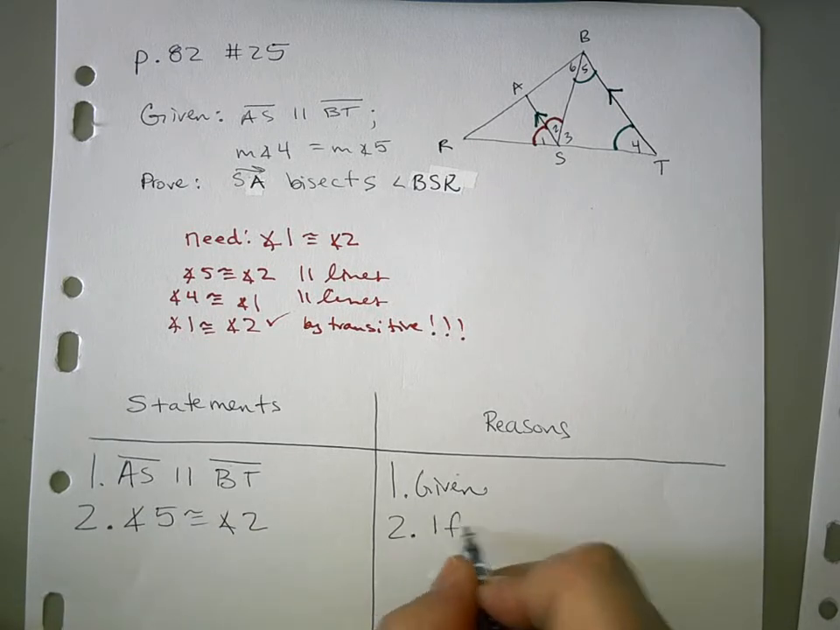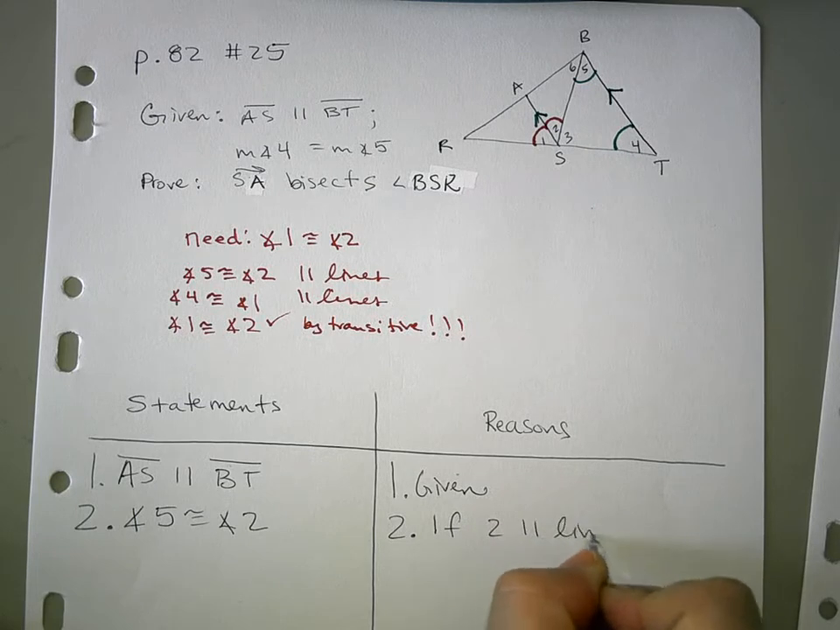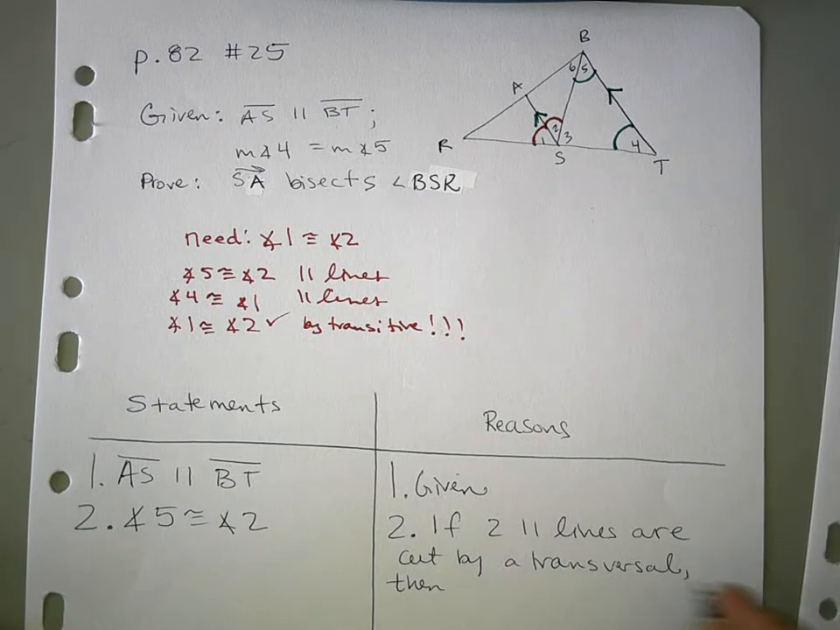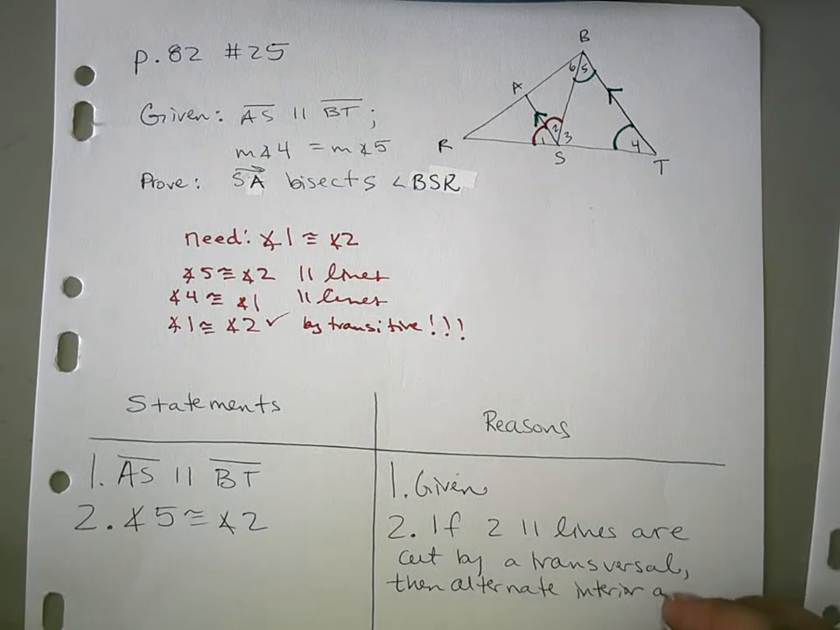And that is because if two parallel lines are cut by a transversal, then alternate interior angles are congruent.